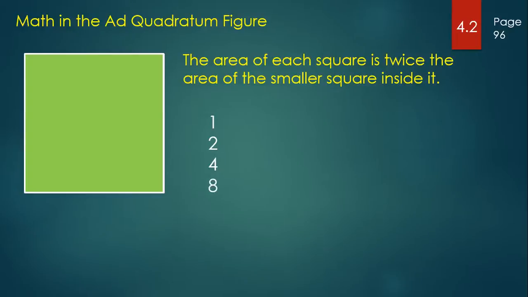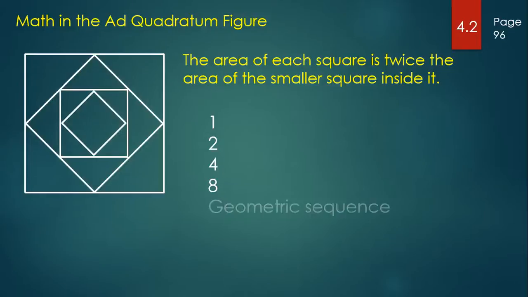And if you look at those numbers, 1, 2, 4, 8, you'll probably notice that what we've got is a geometric sequence. It's a geometric sequence because we are multiplying by a common ratio to get from one number to the next, and that common ratio we're multiplying by is 2.